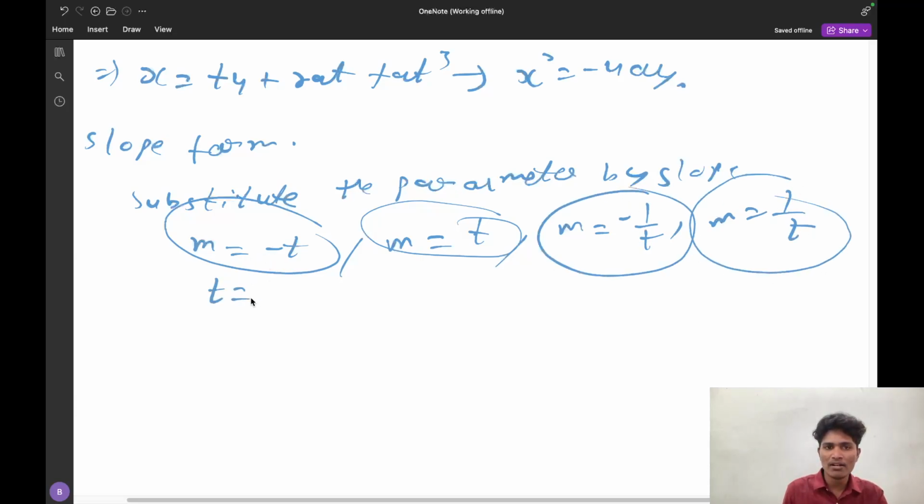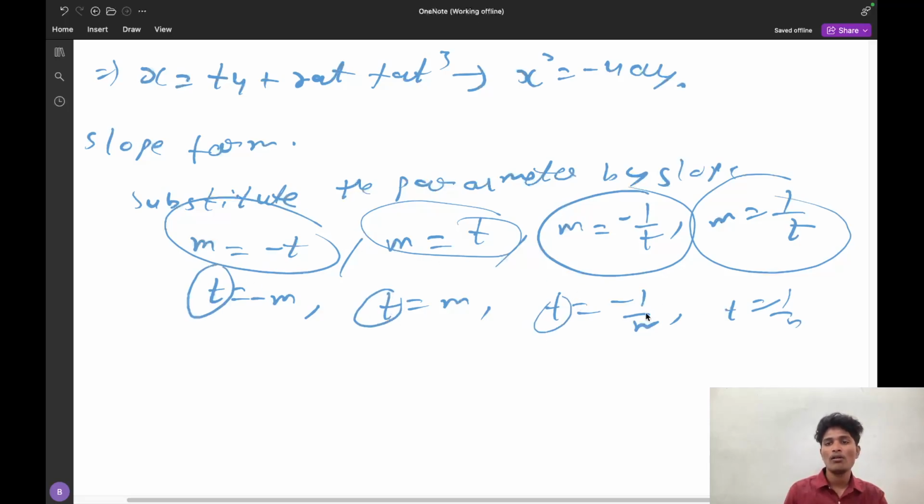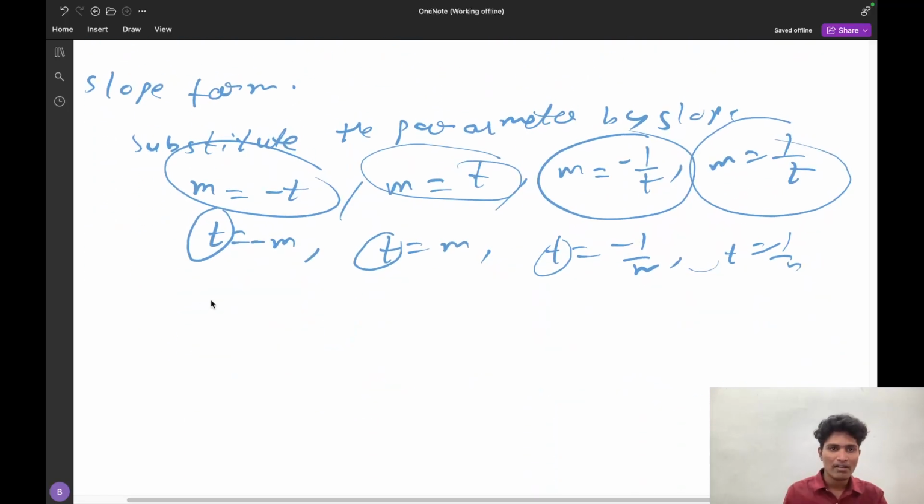So what is t equal to? t is equal to minus m here, t is equal to m here, t is equal to minus 1 by m here, t is equal to 1 by m. Simply substitute the t value in this equation. Suppose y square equal to 4ax. For this equation, what will I get in the parametric form?